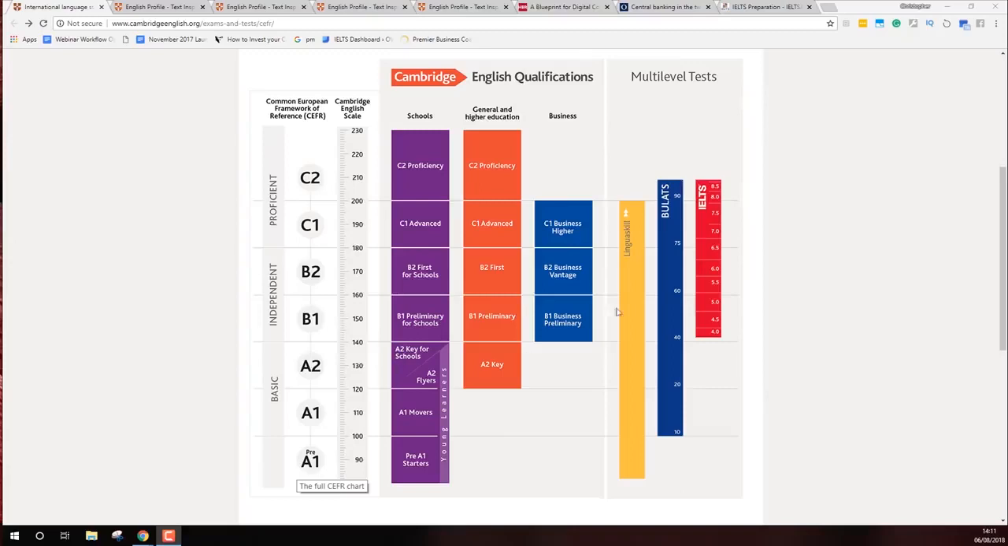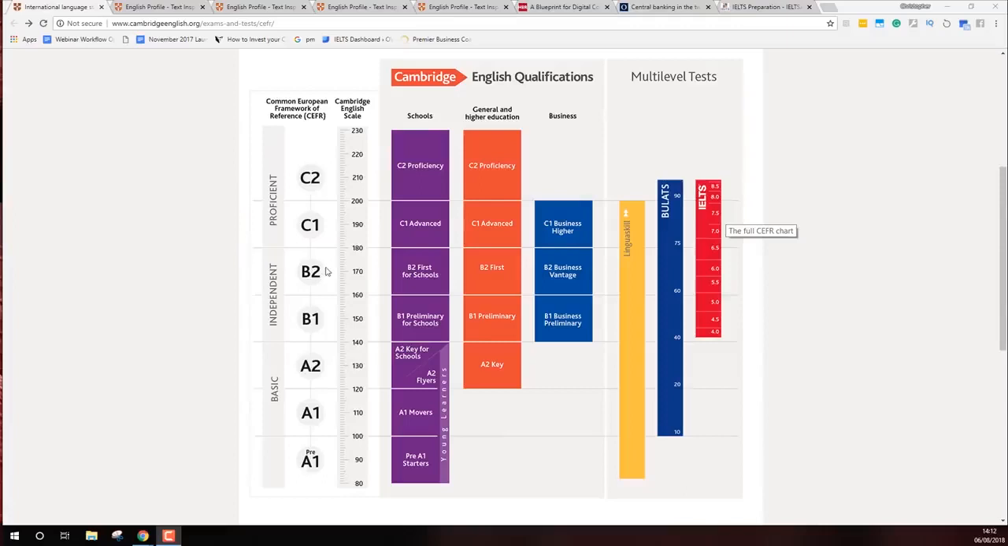Ignore all this stuff in the middle and then look over to your right here, the IELTS level. It doesn't let me enlarge it, but it doesn't matter. 8.5 is equivalent to C2, 7.5, 7, 6.5 equivalent to C1, 6.5, 6, 5.5 equivalent to B2.